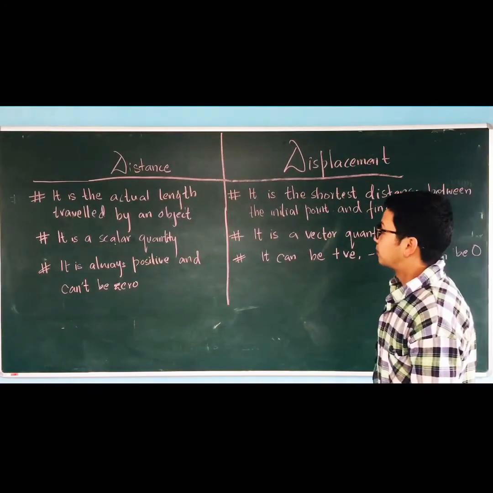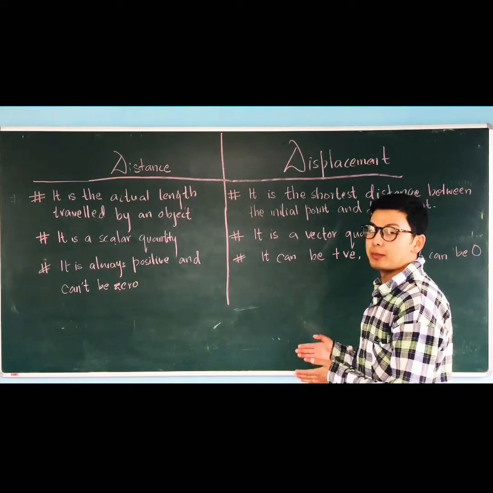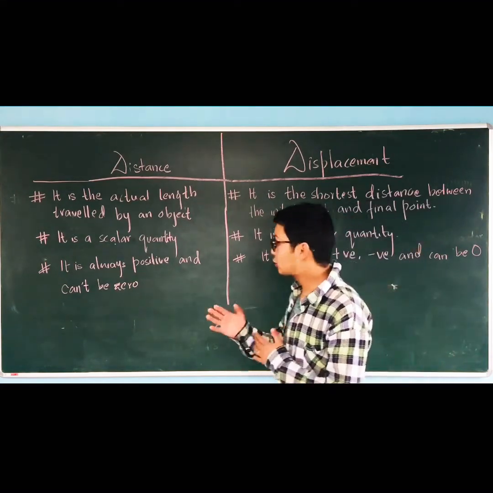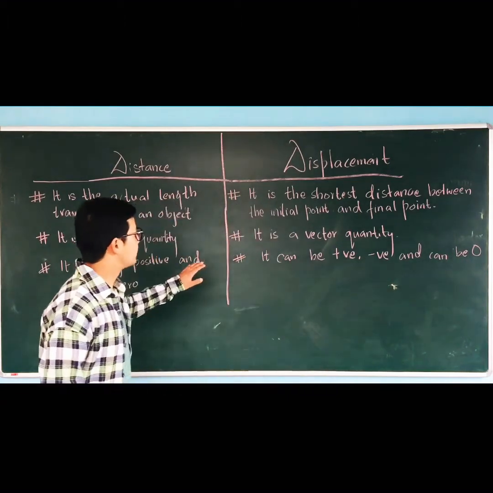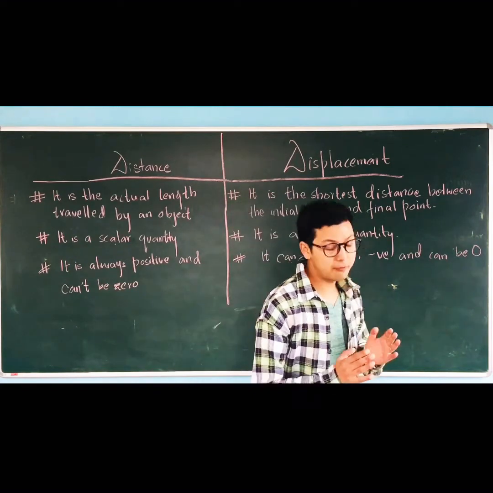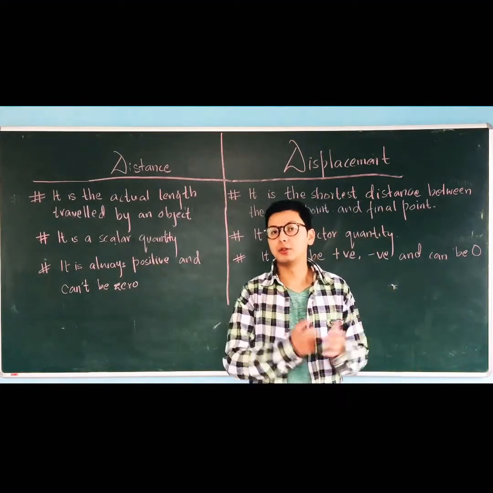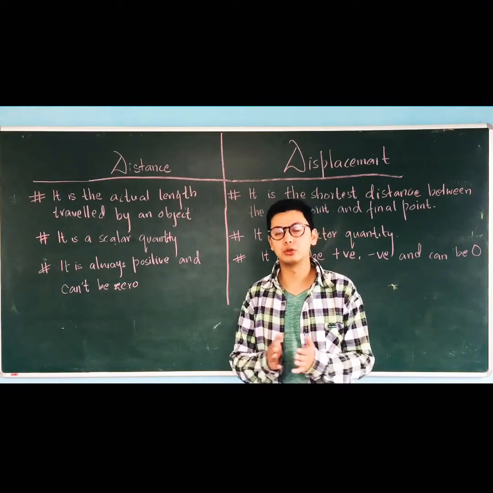Okay. Now, distance and displacement. The first point is that distance is the actual length traveled by an object, and displacement is the shortest distance between the initial point and the final point. This I have already explained to you in the previous video. If you have not gone through that previous video, please go through it.